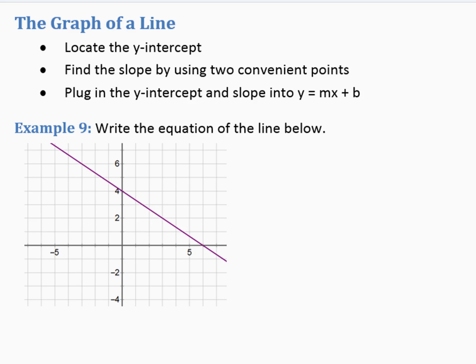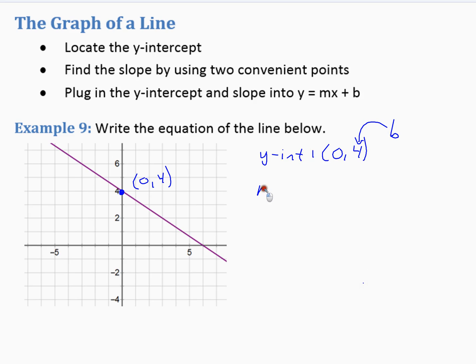So this is actually another easy way to graph lines, or write the equation of a line if we have the graph. So what we're going to do is locate the y-intercept, find the slope by using two convenient points, and then lastly, plug the y-intercept and the slope into y equals mx plus b. So here we see the y-intercept is (0, 4). So our y-intercept is the point (0, 4), and so that 4 is going to go into our equation.